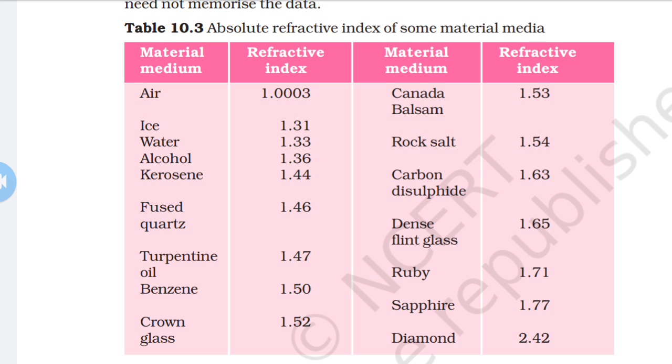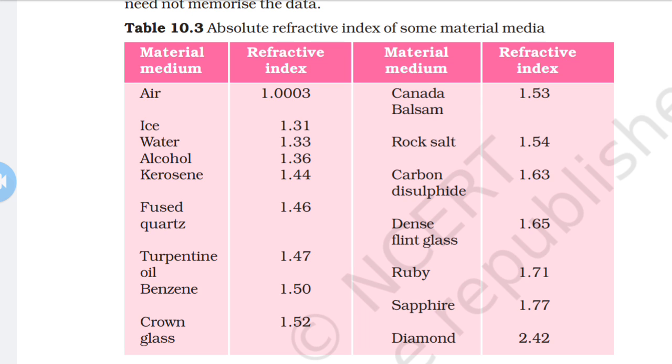Here the refractive index of water is 1.33, as we observe in this table. So what does it mean? This means that the ratio of the speed of light in vacuum to the speed of light in water is equal to 1.33.